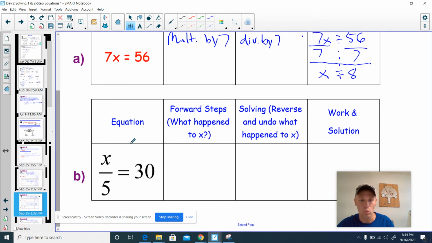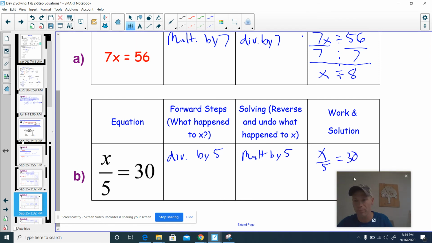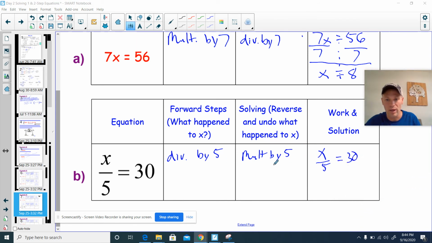Next example. What is happening to the x here? I am dividing x by 5. How do I undo that? I multiply by 5. So, rewriting the equation, x divided by 5 equals 30. Now I go ahead and execute this step. I multiply both sides by 5.